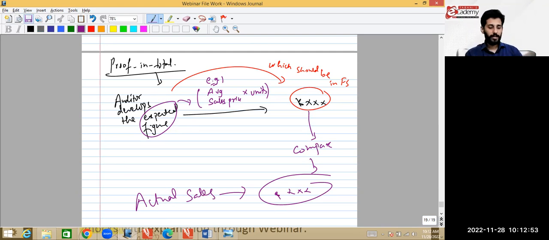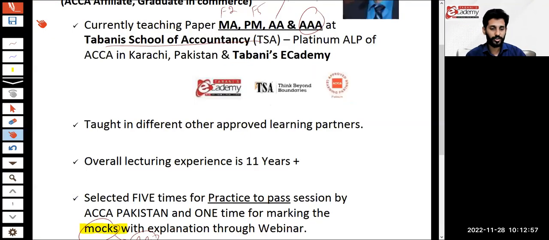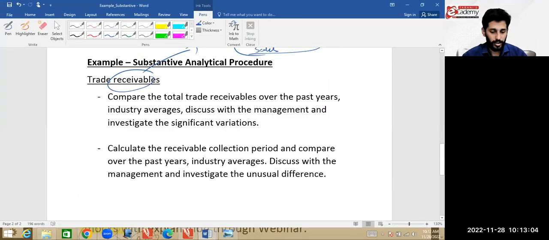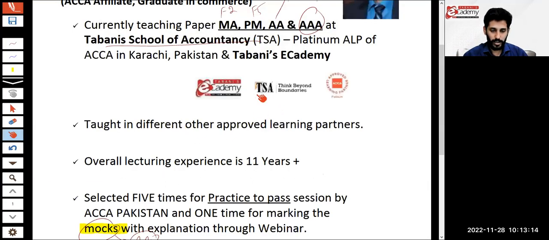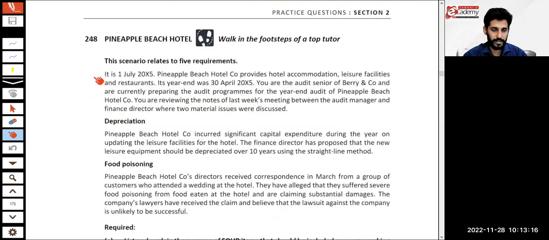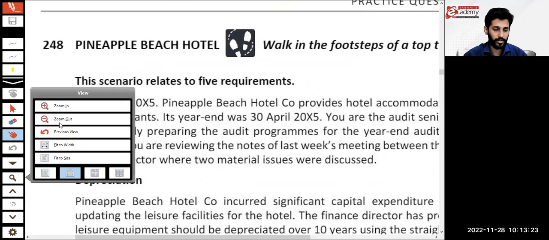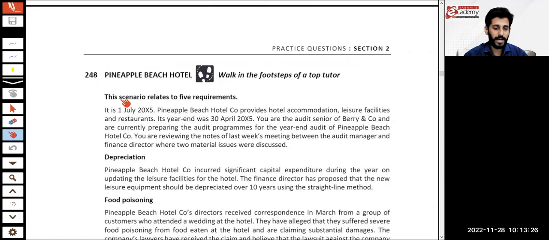Now I'm going to open up the exam question and we will be typing our answer, right? I'm going to open up the exam question, which you might have covered, but according to me, it should be covered in today's webinar. Yes, this is my introduction file. And yes, this is the question. The question is the Pineapple Beach Hotel, and it is of a past exam paper.